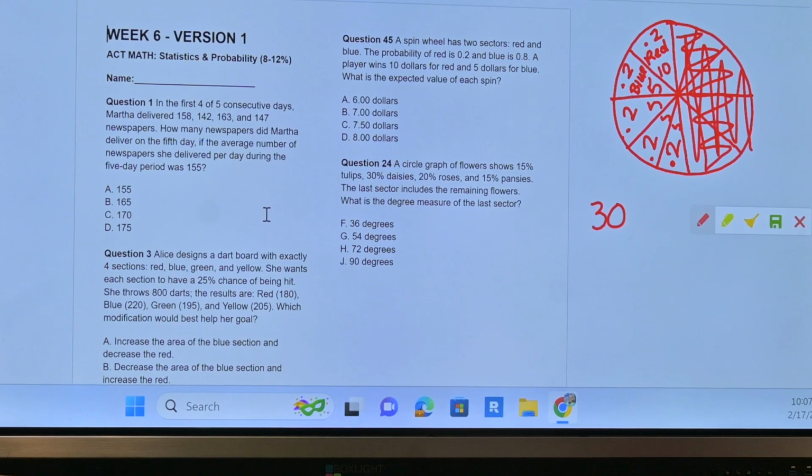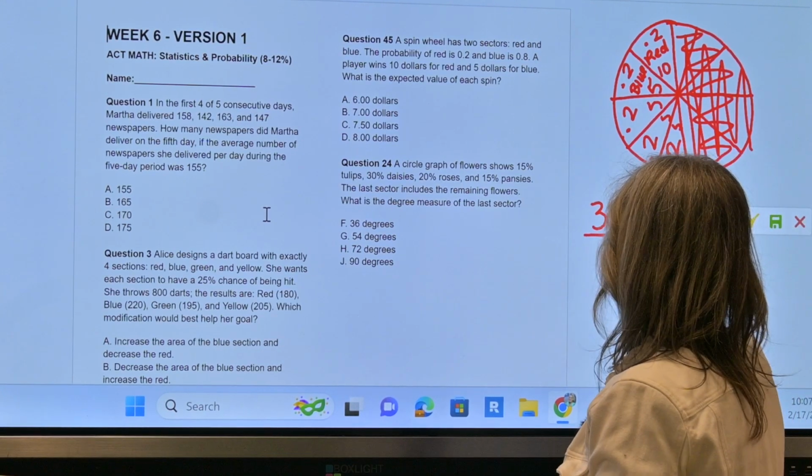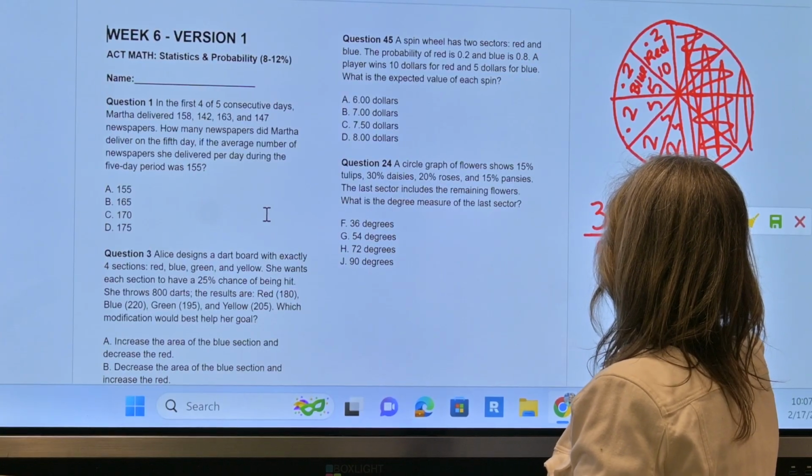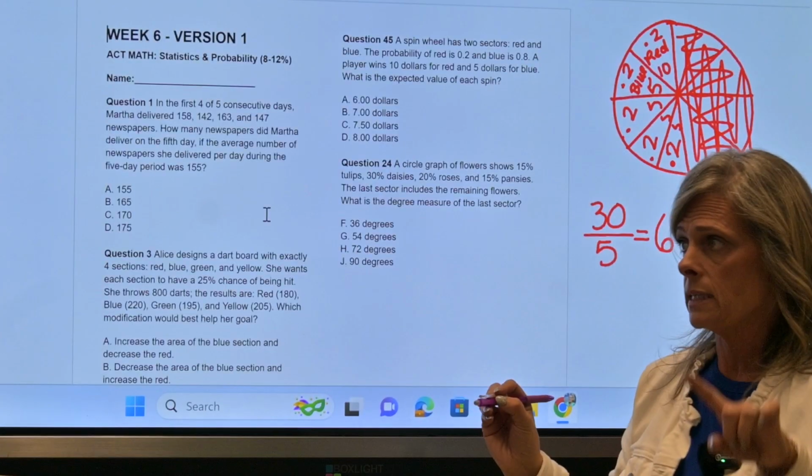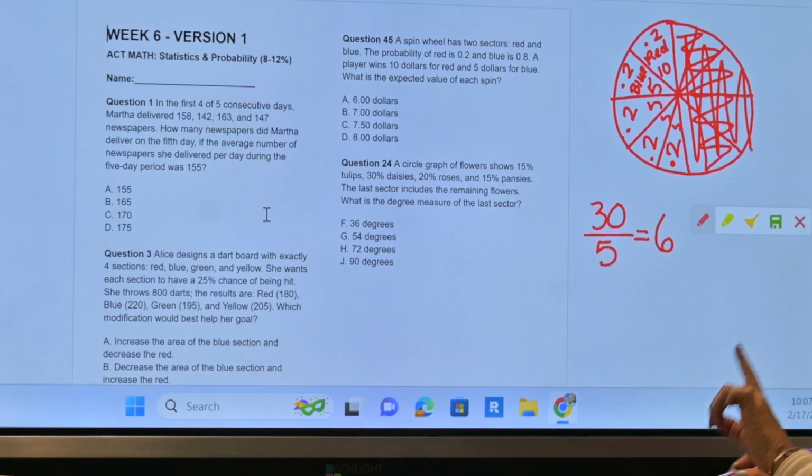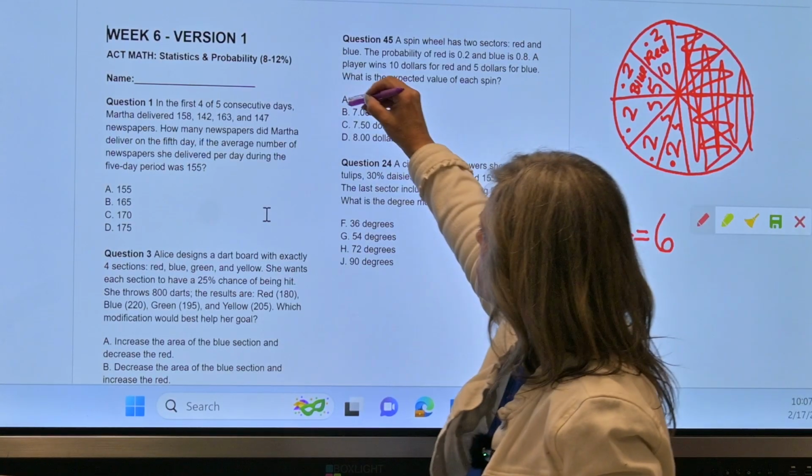And then we want to divide that by 5 sections. Okay. So divide by 5. And that means that each spin has a potential to get you an average of $6, okay? So $6 is your answer for this one.